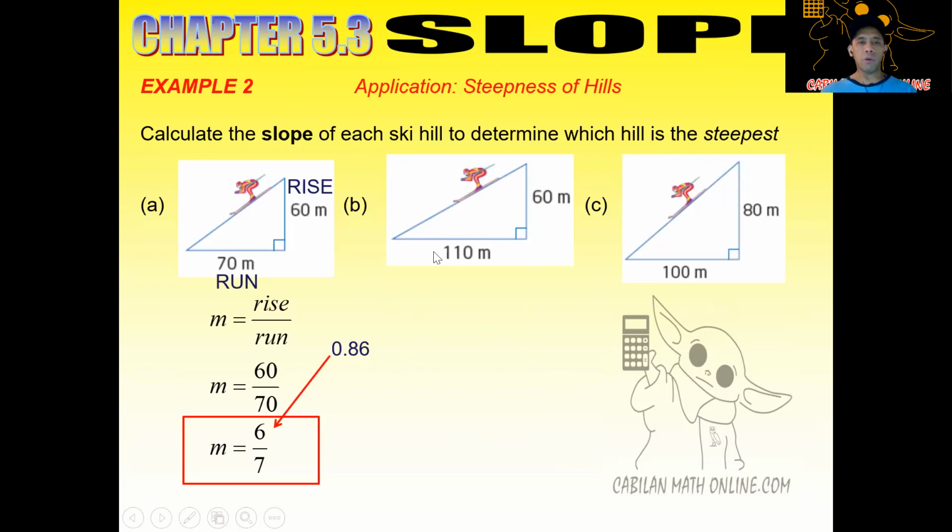All right. So we're going to do that for each of these examples to help us answer this last question here. So for this next one here, again, we're going to do rise over run. The rise here is going to be the 60. The run here is going to be the 110.